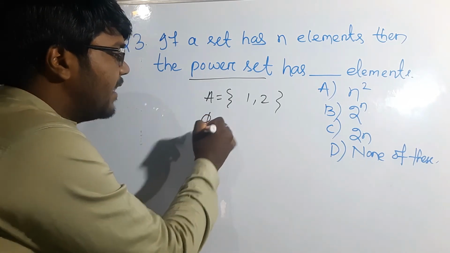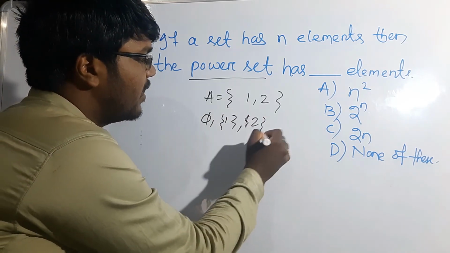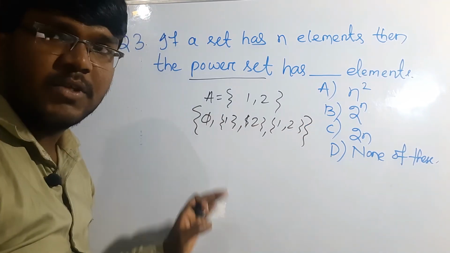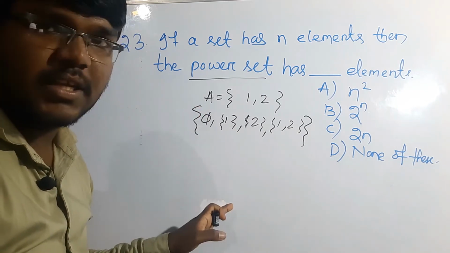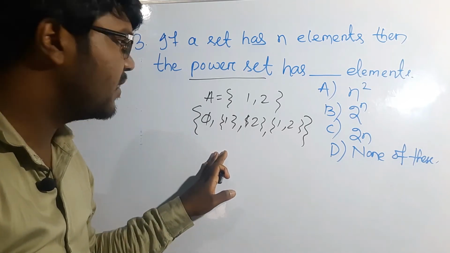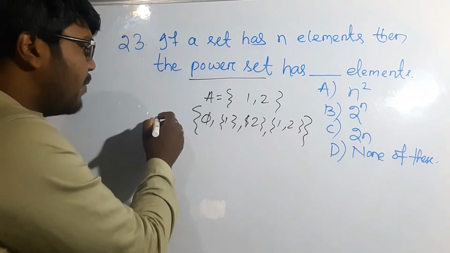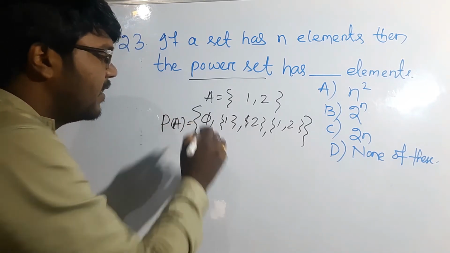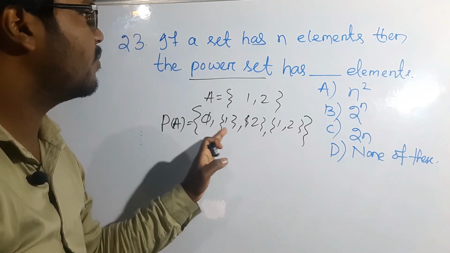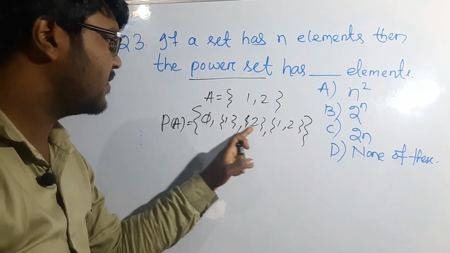Here phi is a subset of every set, and then 1, then 2, and both 1 and 2 will become the other subset. So there are 4 possible subsets of the set A. So here the number of elements is 1, 2, 3, 4, so 4 elements, and A is 1 and 2, 2 elements. Its power set is denoted as P of A. This is the power set. Similarly, if there are n elements, then what will be the number of elements in the power set? Here A has 2 elements, so its power set has 4 elements.